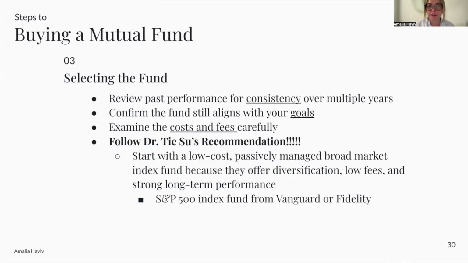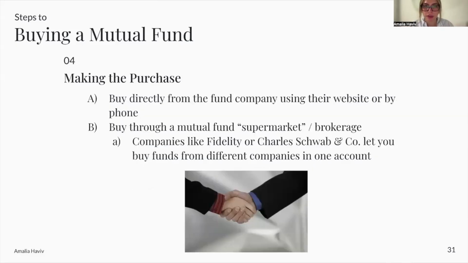And if you want the best advice, follow Dr. Tai Su's recommendation with a low-cost, passively managed broad market index fund. They offer diversification, low fees, and strong long-term performance, which is especially smart for beginners because it doesn't require you picking individual stocks. It has low fees, it's easy to maintain, and so it's a simple, low-stress way to start investing. The S&P 500 index or Vanguard, Fidelity would be great places to start.